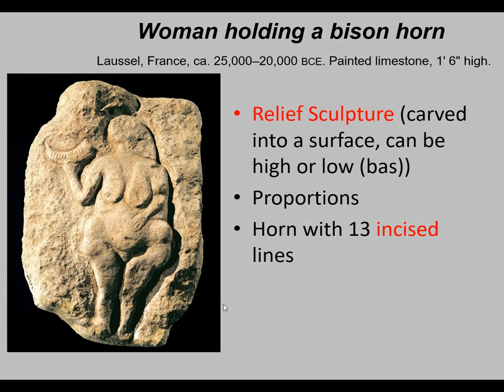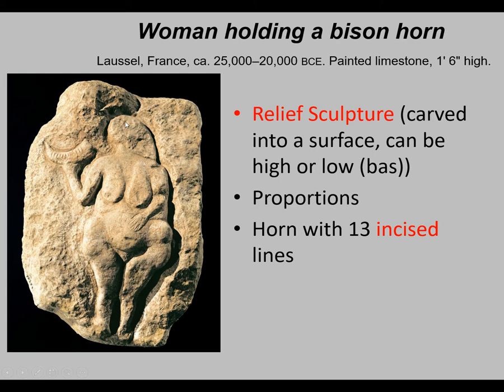Another woman figure here, woman holding a bison horn. She is a relief sculpture. We're going to start using that term, relief, meaning it's carved into a surface so that it projects out, or the surface around her is carved in this case. It can be a high relief, almost detached from the block, or it can be a low relief. It's also called bas relief, a French term. So this has two things going on. It also has incising, which is scratched into something, and you could see that on the horn.